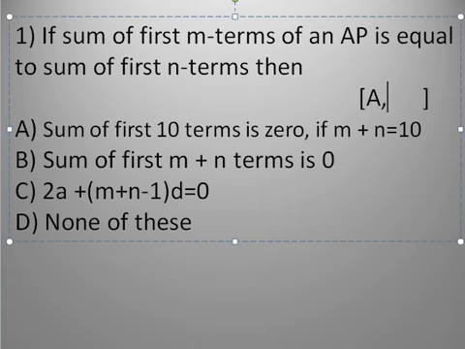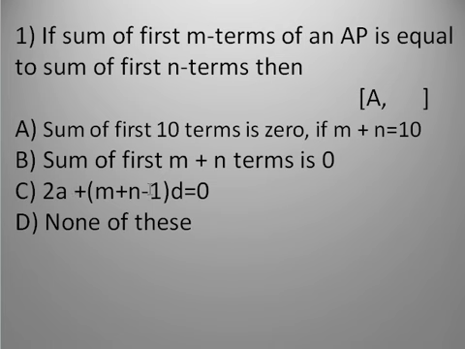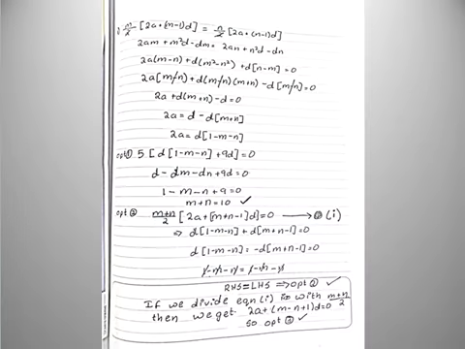Now let's check the other options. Option 2, or B. What does option B say? Sum of the first m plus n terms is 0. Then the condition for the sum of the first m plus n terms is nothing but m plus n whole divided by 2 into 2a plus m plus n minus 1 into d equals 0. Now we know that the value of 2a is d into 1 minus m minus n, plus d into m plus n minus 1 equals 0.